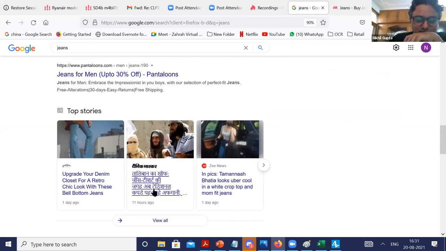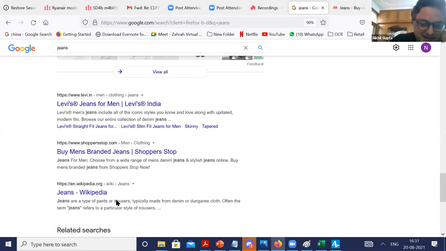Why, when I write jeans, does it show something odd in the results? Something must be there; they must have banned it. Anyways, now if you look at Levi's, it is not B2C. Levi's is not an e-commerce site. It can sell on e-commerce, but it's a brand of jeans. So obviously, what value do they say? Iconic styles, iconic yet modern, and then skinny, tapered, whatever value people are looking for: tapered jeans, skinny jeans, slim fit, straight fit.